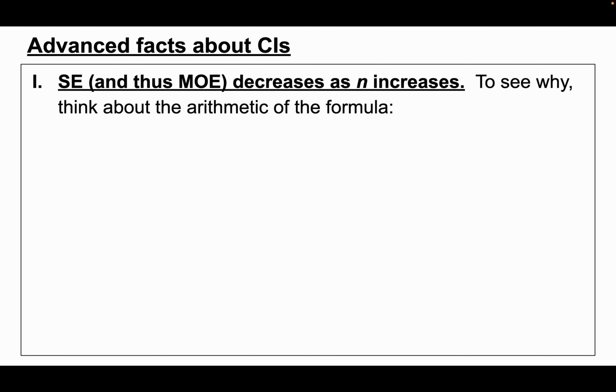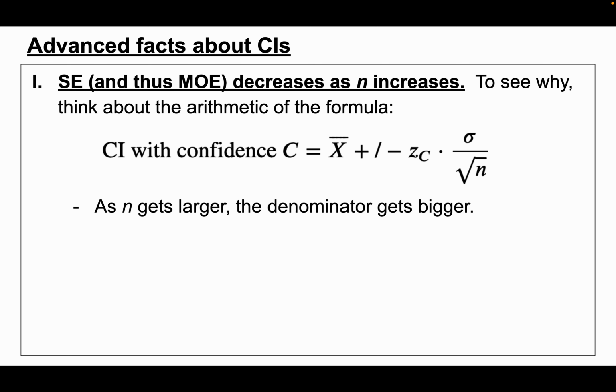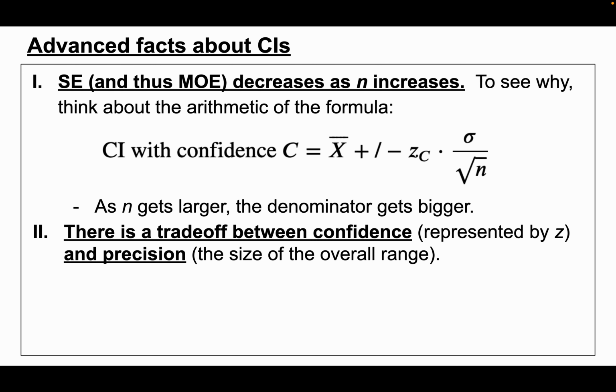Here are some important advanced facts about confidence intervals. So the standard error, and thus the margin of error, decreases as n increases. To see why, you can think about the arithmetic of the formula. A confidence interval with confidence c is equal to this. Note that if you increase n, the denominator gets bigger, the entire standard error, and thus the margin of error, gets smaller, all else equal.